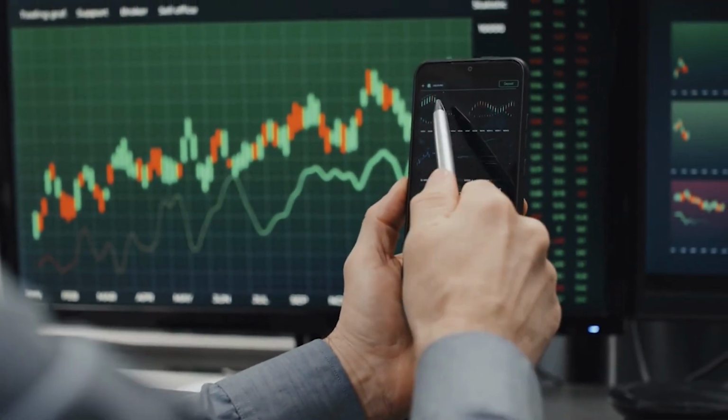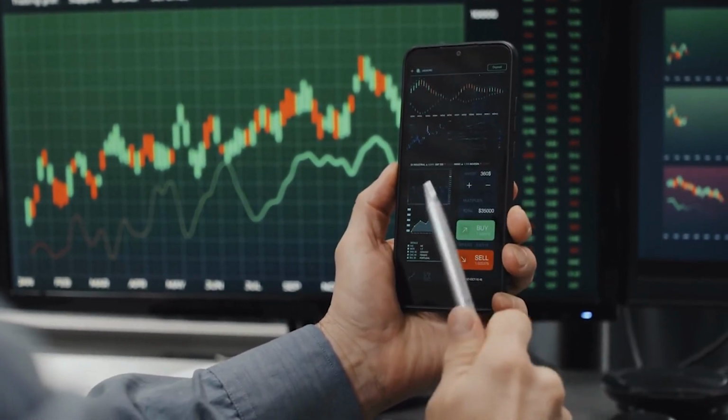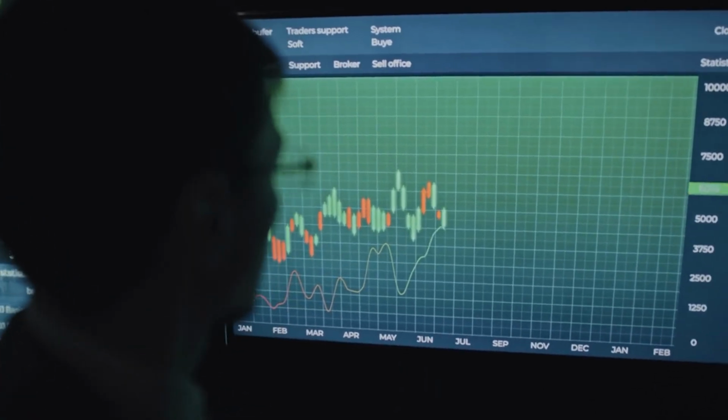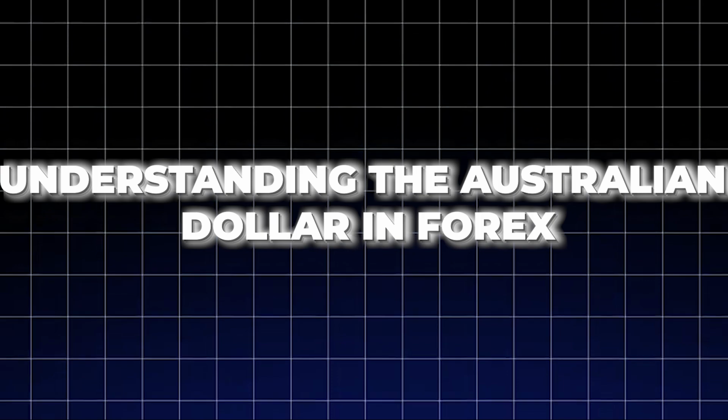In this video, we'll explore how the Australian dollar works, what moves it, and how traders approach trading it in the forex market. Understanding the Australian dollar in forex.